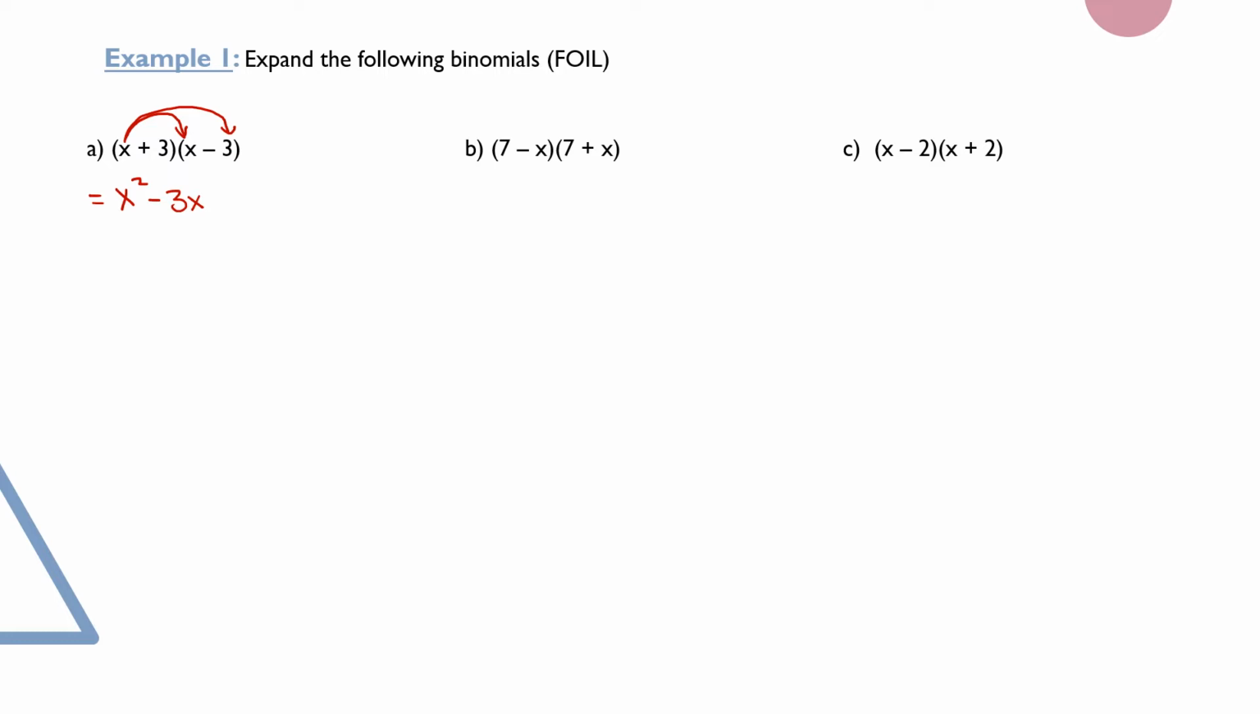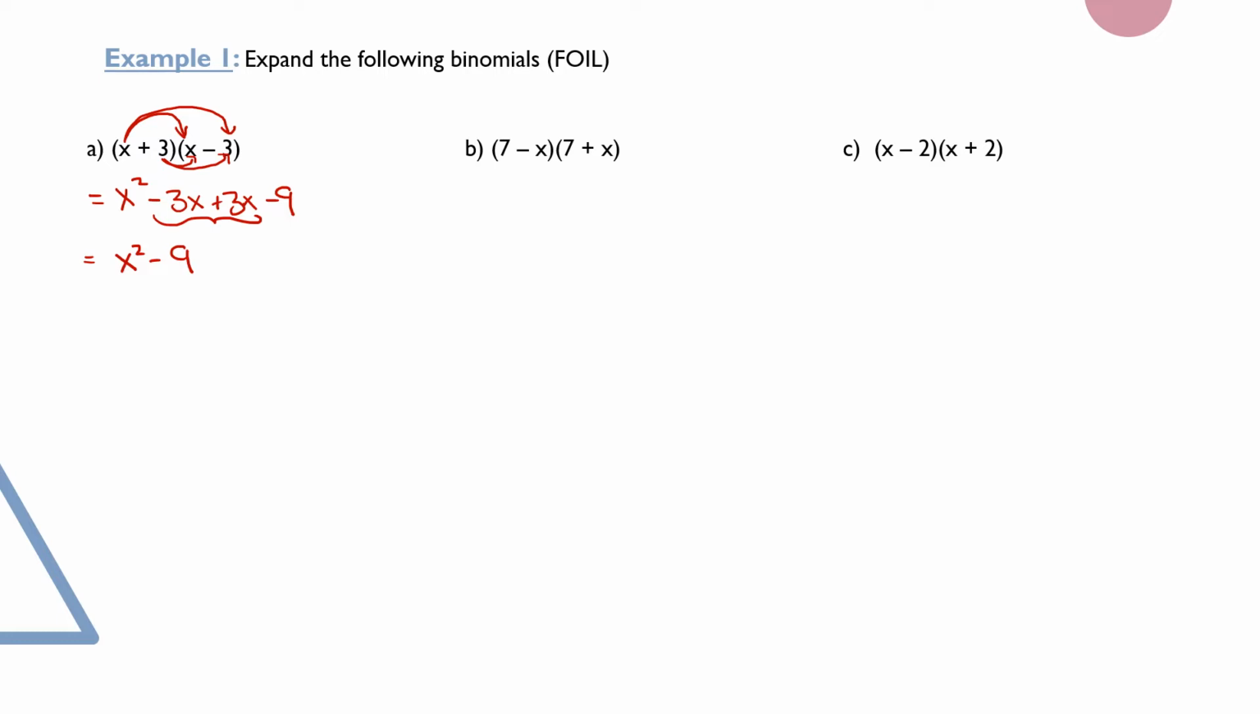Then I move on to what we call the inside, or the 3x combination here. 3 times x is 3x. And then I multiply the very last terms in each bracket, I get minus 9. We have some like terms here, this gives us x squared minus 9. Okay, let's try another one.